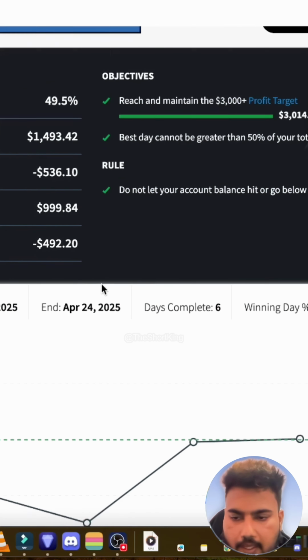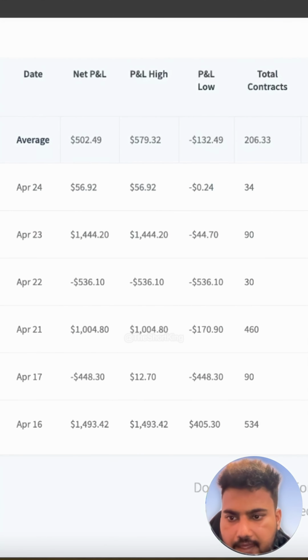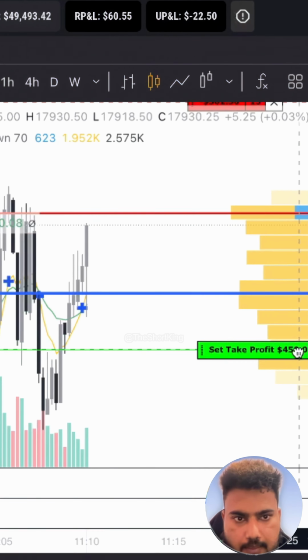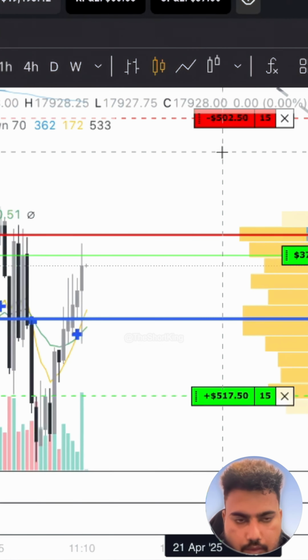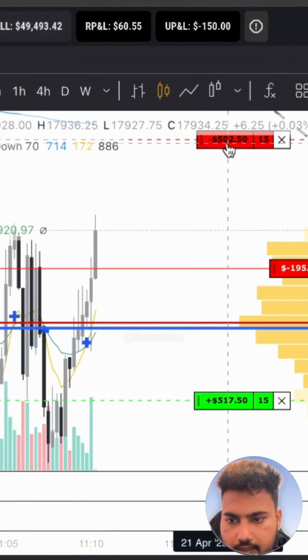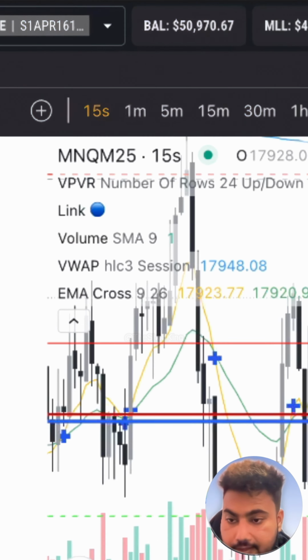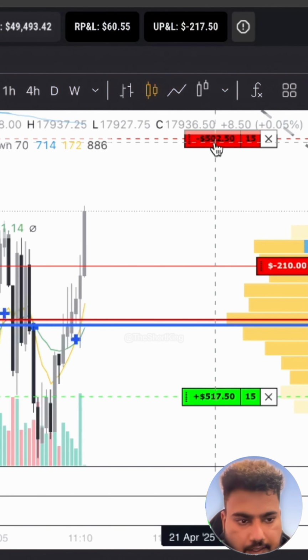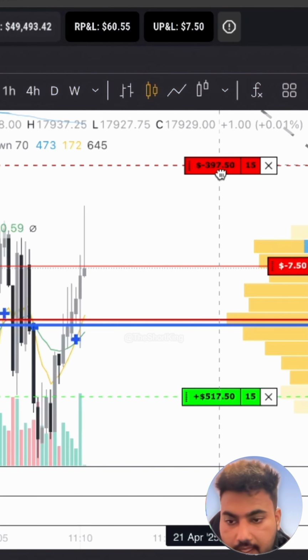Past this Top Step account, I'll go through some of the trades that I did on a 15-second time frame. I'm going to show you how you can also do this on such a low time frame and still have a lot of edge. This is one of the trades that I did on the 21st on the account that I passed today.